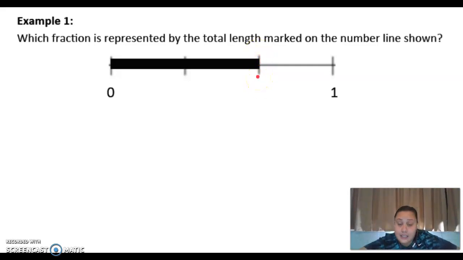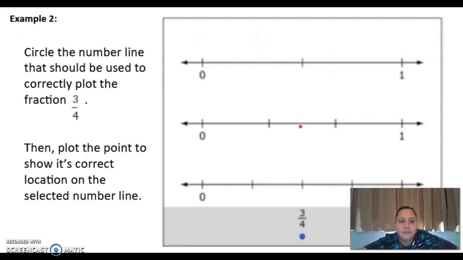And if we would continue to jump and we get to the whole number, that means we jumped all 3 parts. That would be what? 3/3. Good job if you said that out loud. All right, let's go to the next slide.